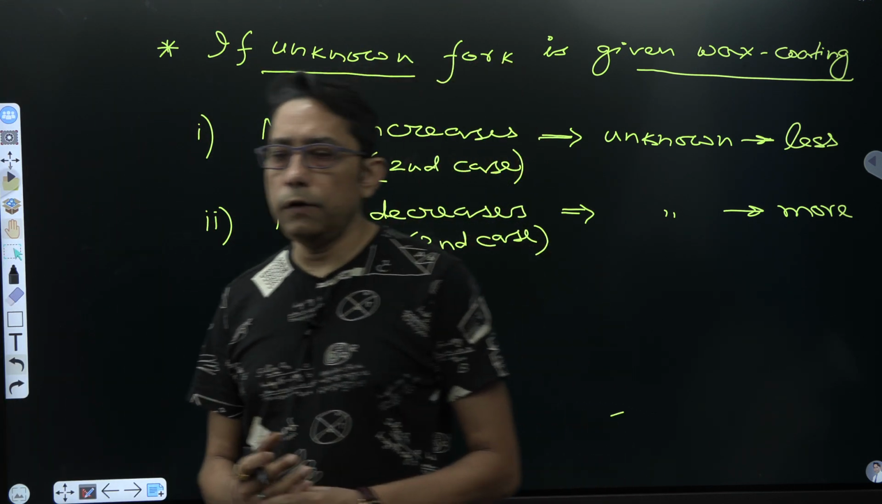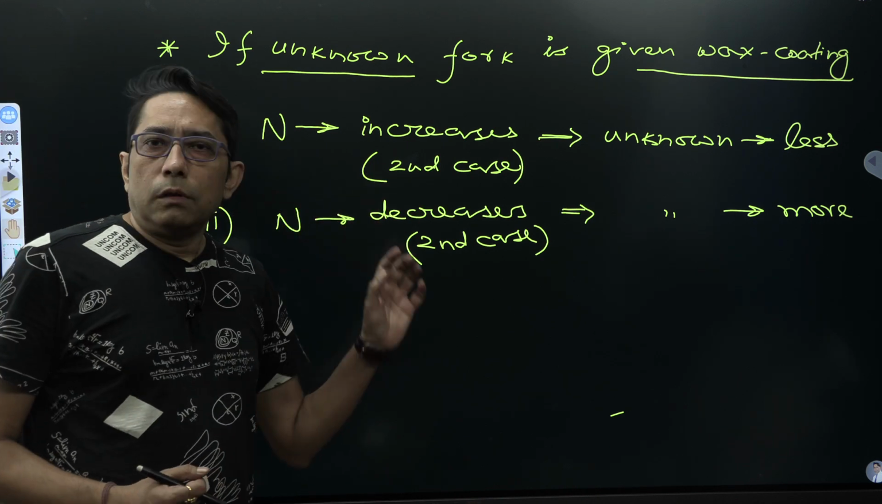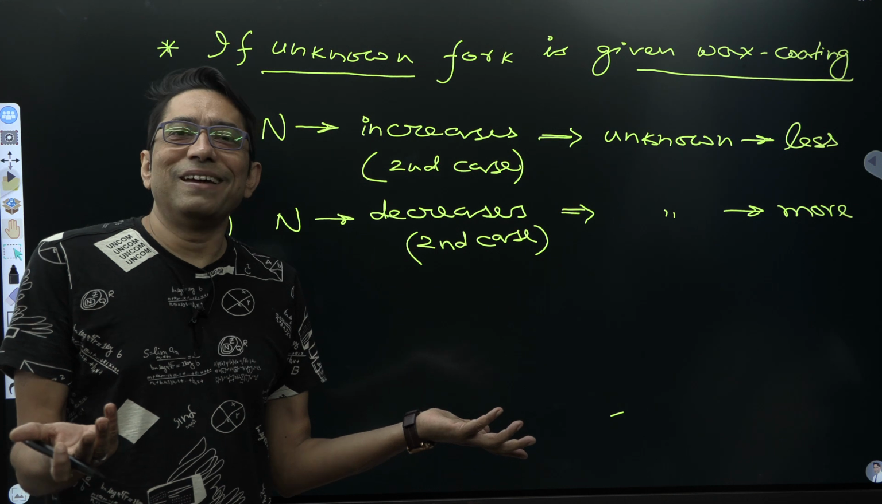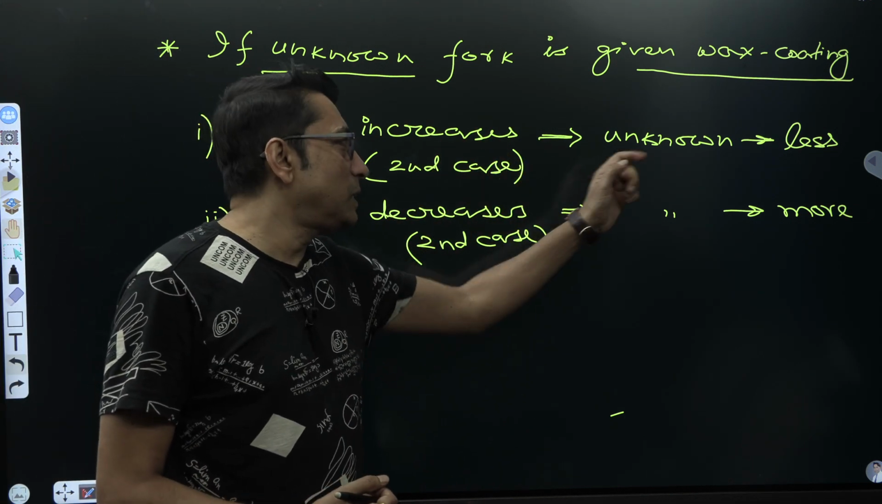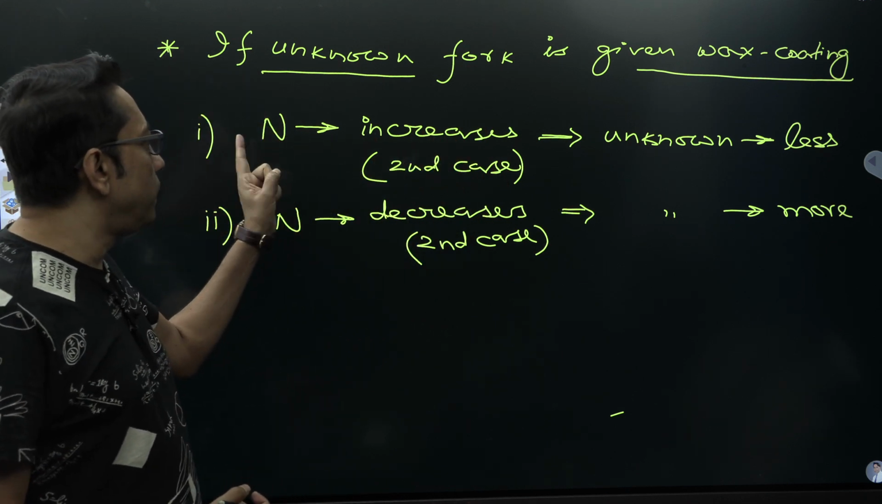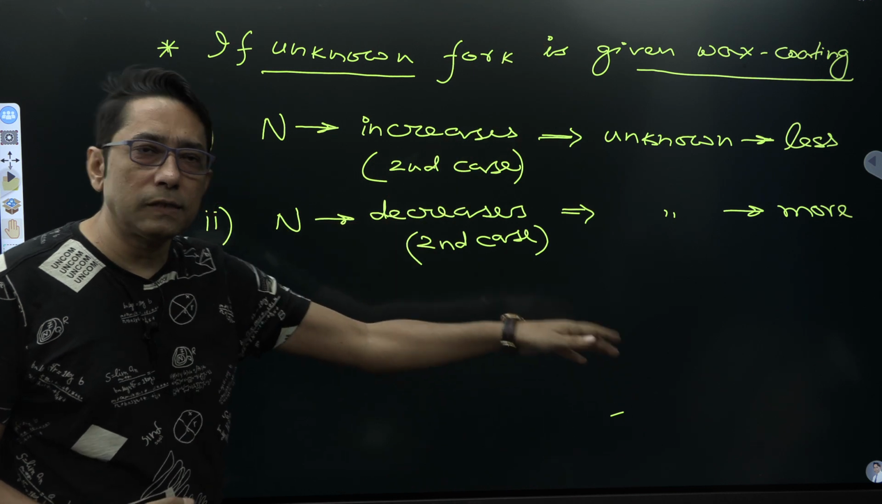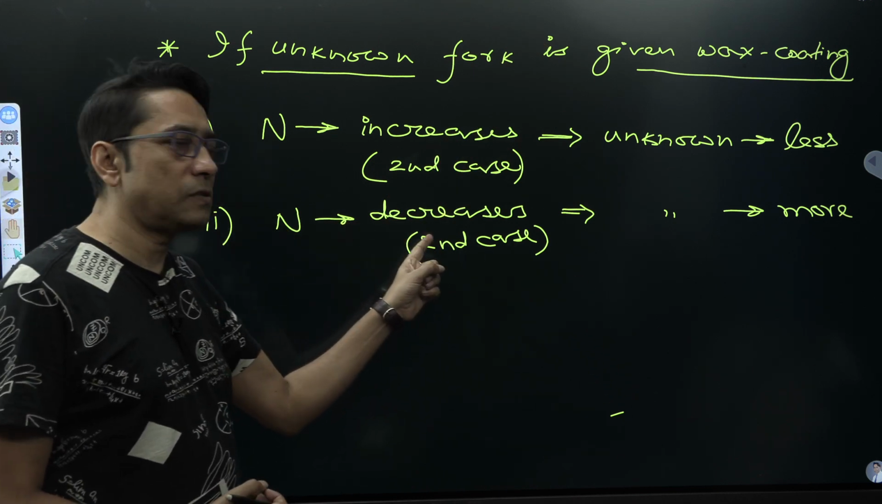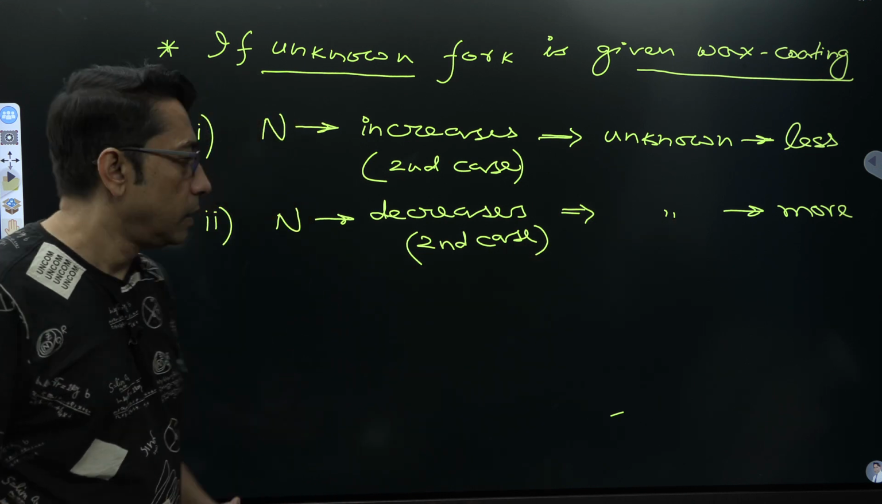I'm talking about a shortcut. If the beats per second in the second case increases, the unknown will be less. If the beats per second in the second case decreases, the beats will be more. I mean the unknown frequency will be more.